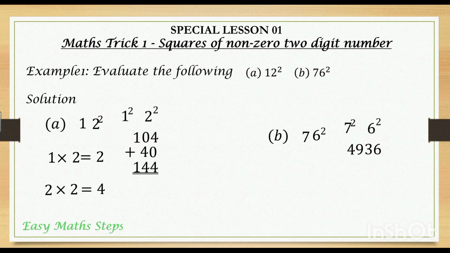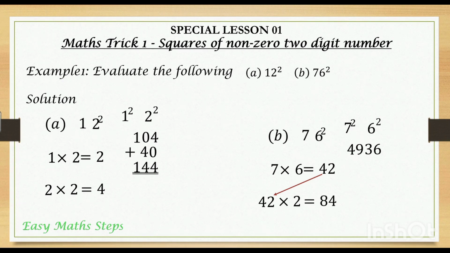Go to the second step. Take the two numbers and multiply. 7 times 6 is 42. So multiply 42 by 2. What do you have? 84. And take your 84 to that point.